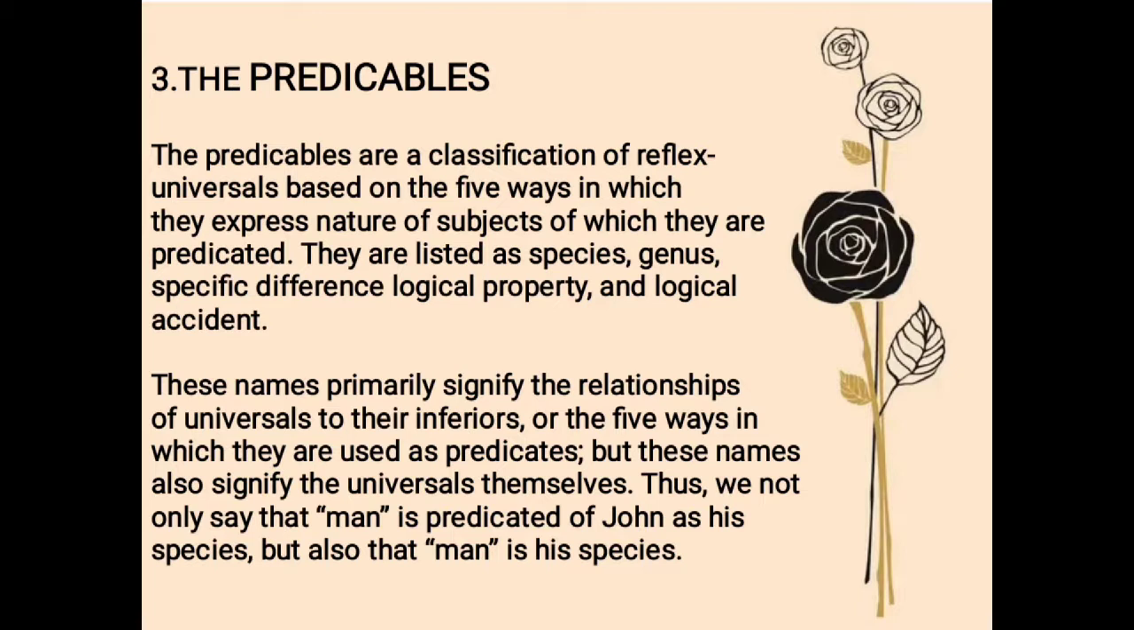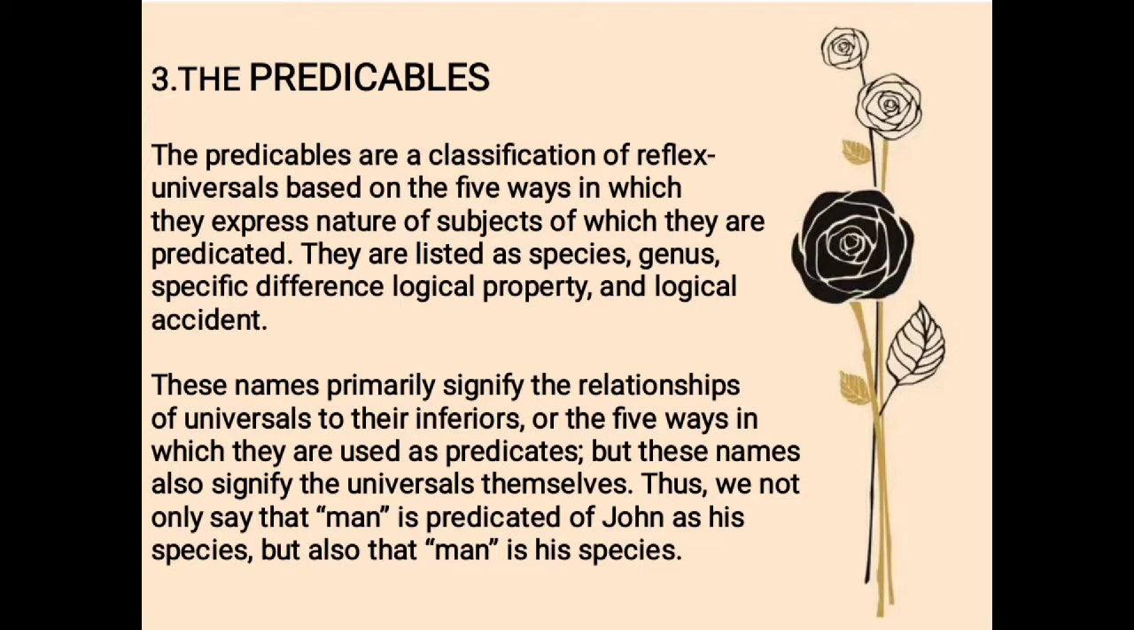Thus, we not only say that man is predicated of John as his species, but also that man is a species. It means the predicables are the relations involved in saying something is one of many. They express the five basic ways in which one thing can be said of many as of a subject by way of formal predication.